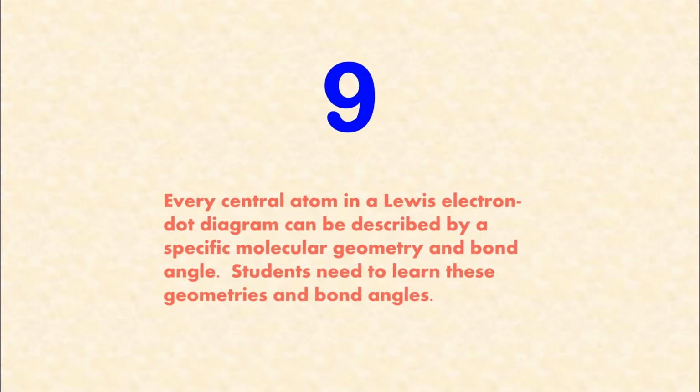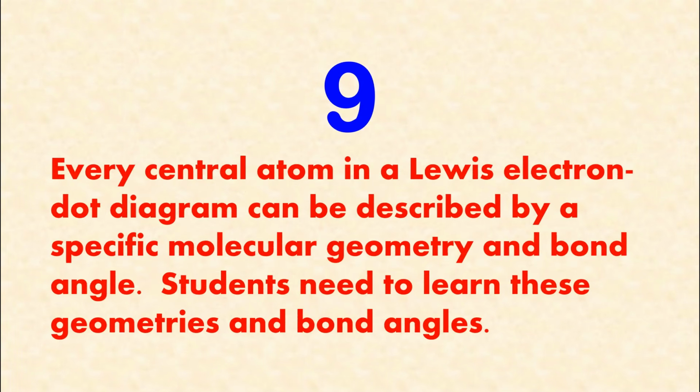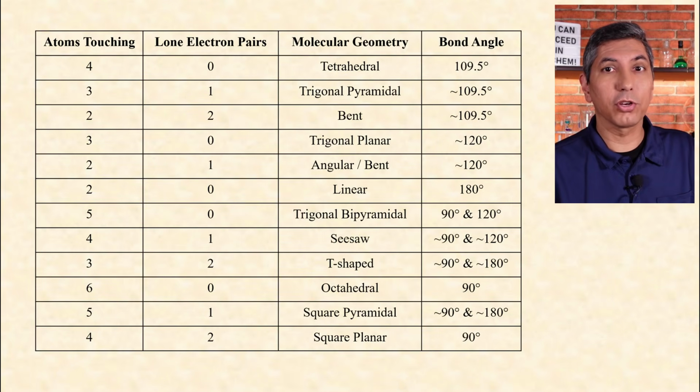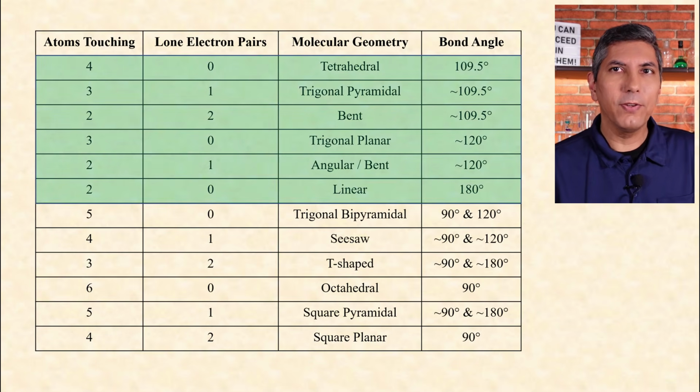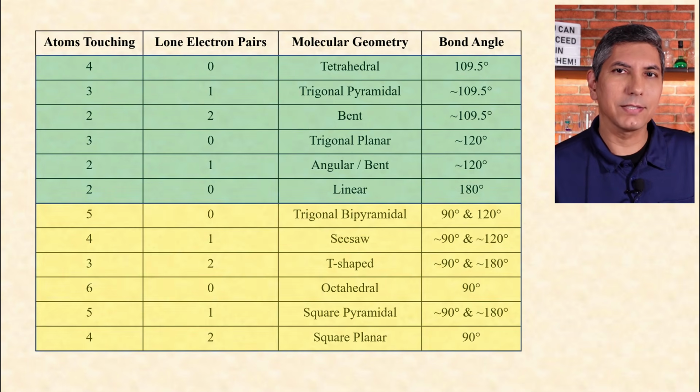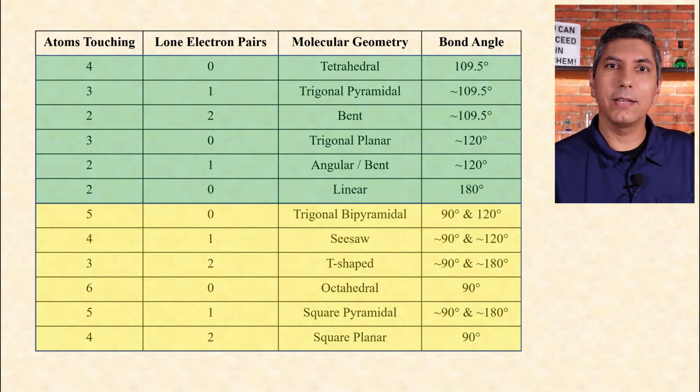Number 9. Every central atom in a Lewis diagram can be described by a specific molecular geometry and bond angle. Students need to learn these geometries and bond angles. Students need to be very familiar with this chart for determining molecular geometry and approximate bond angles of any central atom in a molecule. The first 6 are the most common. They're found in structures that follow the octet rule. These last 6 are found in structures with an expanded octet.